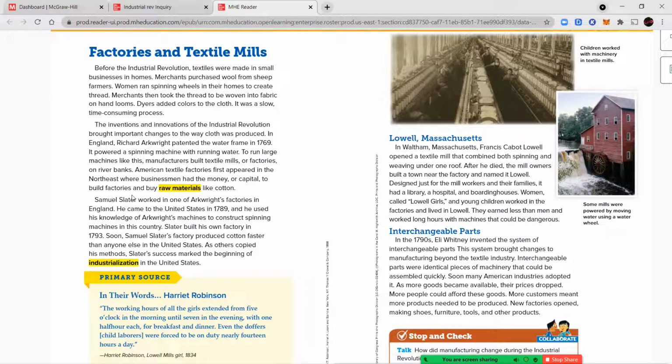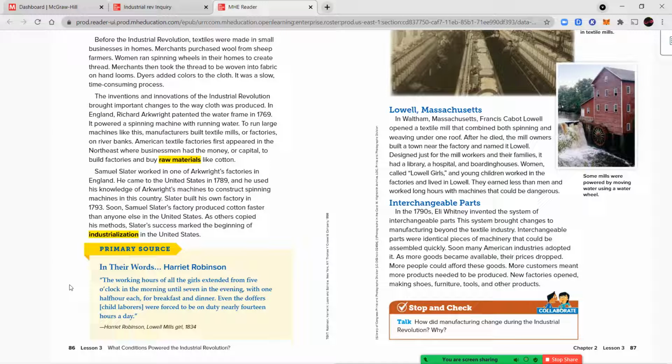So Samuel Slater took the concepts that he learned about Richard Arkwright's factory, and he brought it over to the United States and replicated it or copied it there so that he could also have a textile mill where they're producing these different kinds of cloth a lot faster. And that was one of the signs that began the Industrial Revolution in the United States.